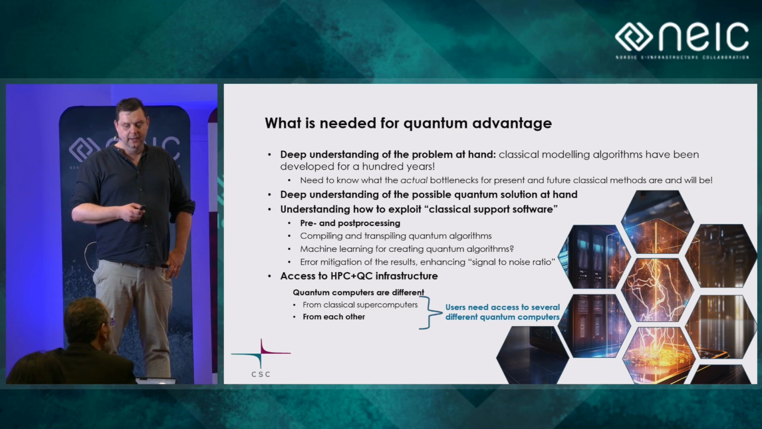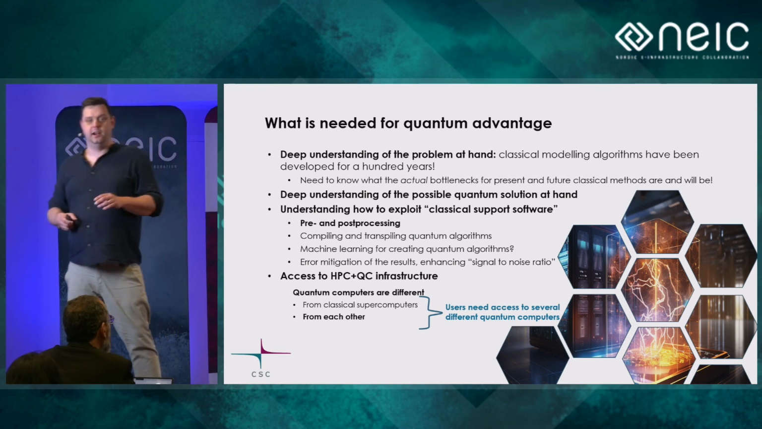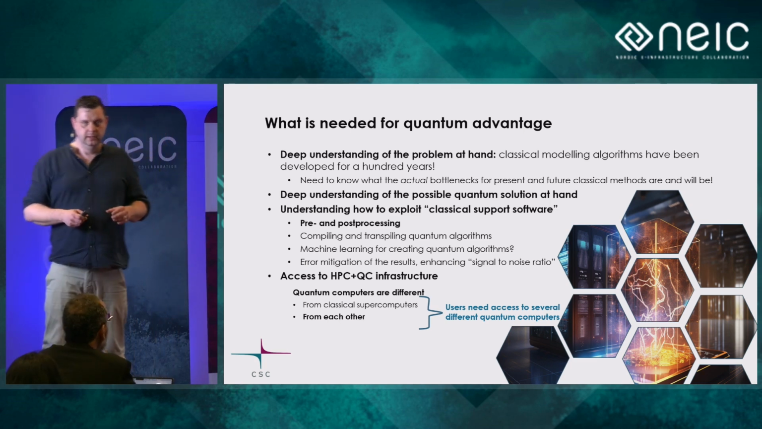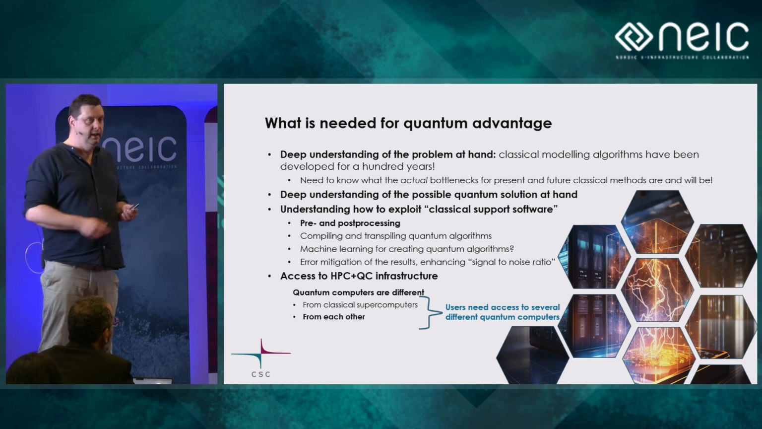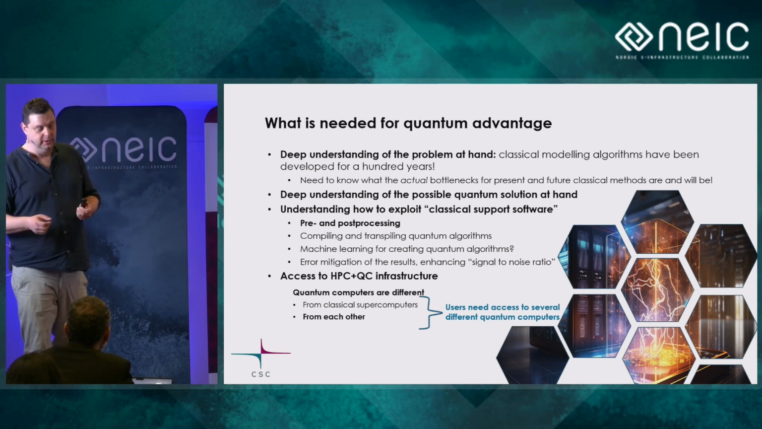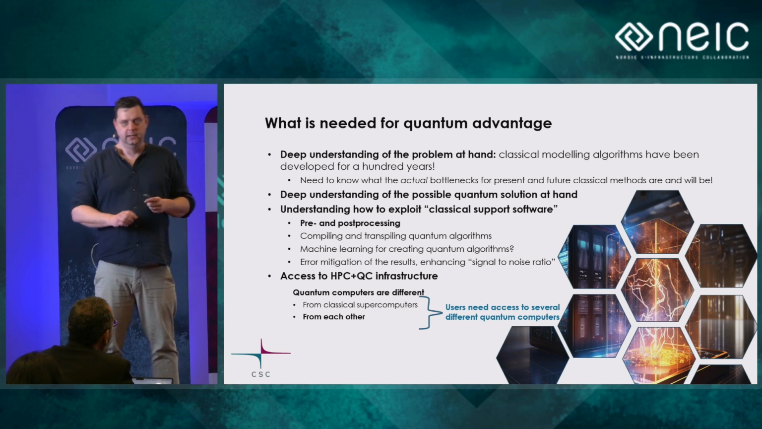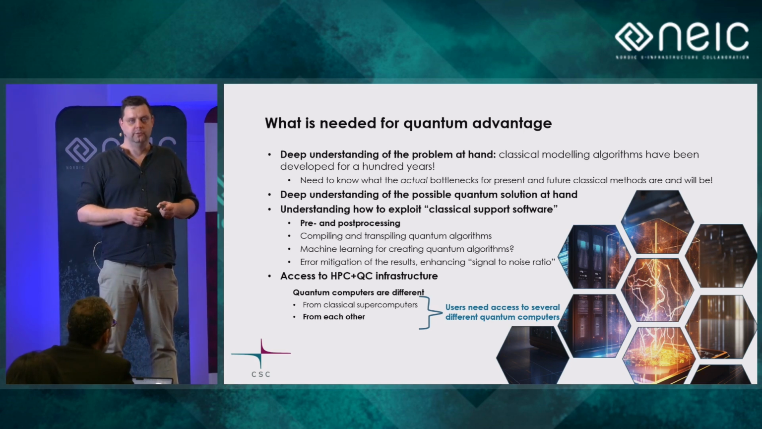These classical modeling algorithms have been developed now for 100 years for computers, and so there is a large head start in developing efficient classical approximations to something. And if we want to do something with a quantum computer, then we need to also include this knowledge. So we need to know what the actual bottlenecks in any sort of modeling workflow are, and then concentrate the efforts on that one.